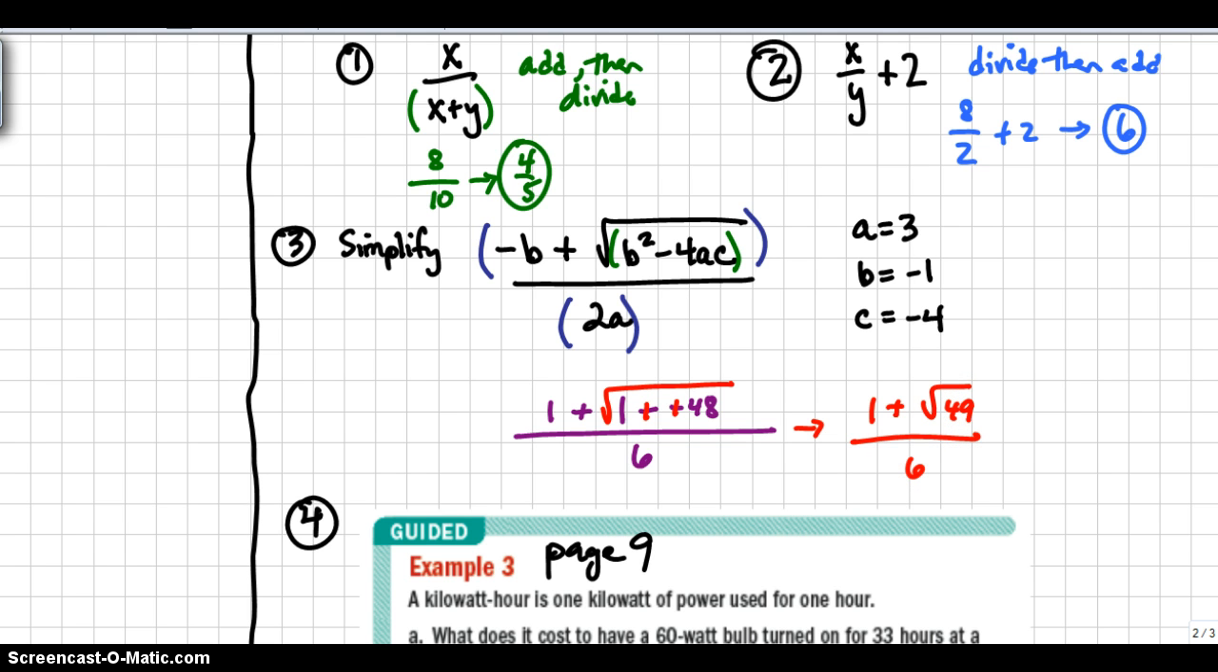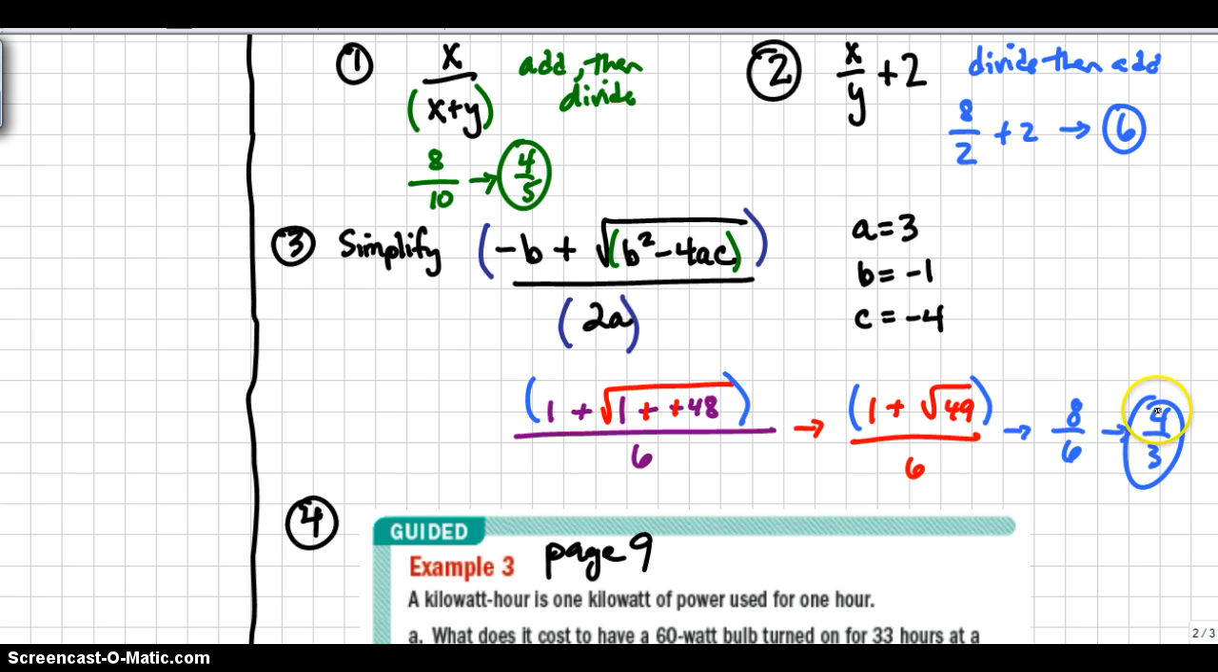Technically, there are still grouping symbols on the top here that I haven't handled yet. So my next step would be to go ahead and do the addition here. So the square root of 49 is 7, plus 1 is 8. And then I still have the 6 on the bottom. Reducing to lowest terms, I get 4/3.